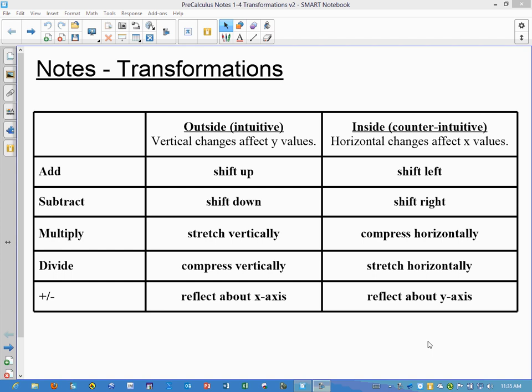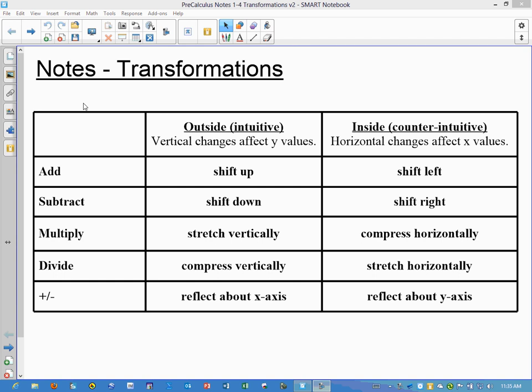Hello, this is Mr. P, and today we're going to talk about transformations. We're going to use transformations to be able to quickly and easily graph all of our different parent functions and all of our different functions. As long as you know the properties and the shapes and the characteristics of the parent functions, then by using these transformations you can really graph any version of that type of function.